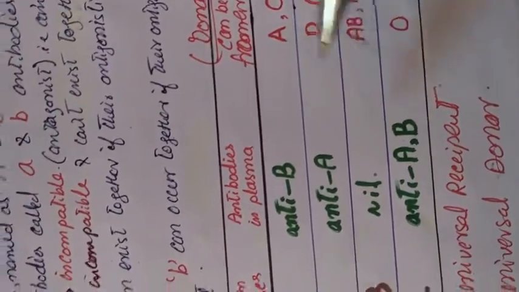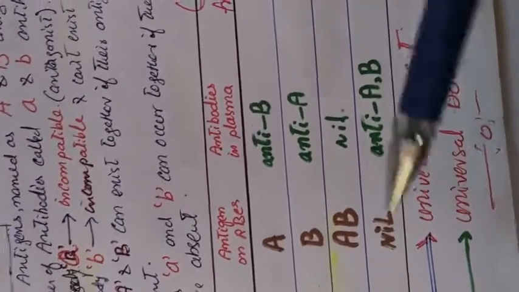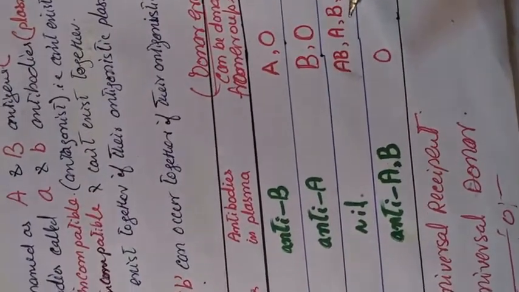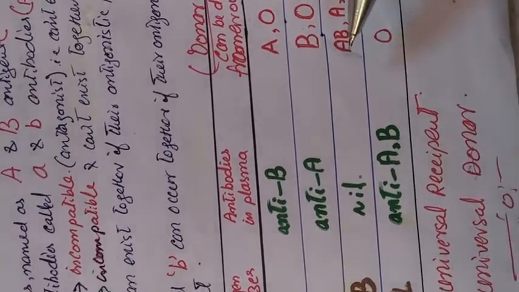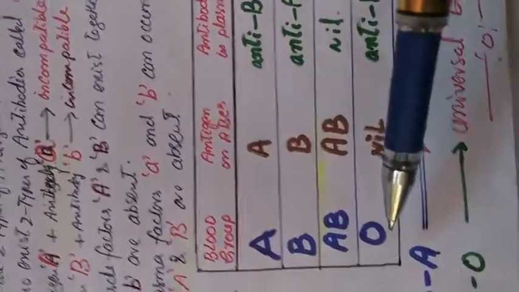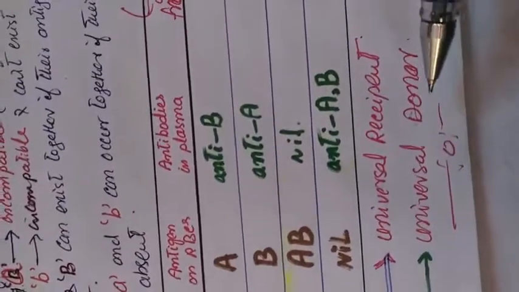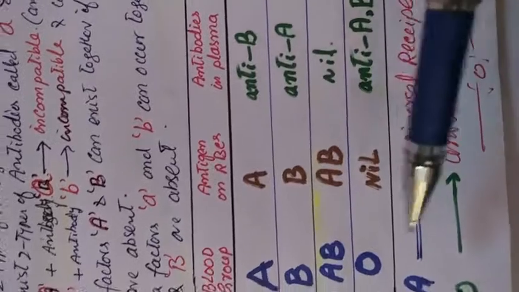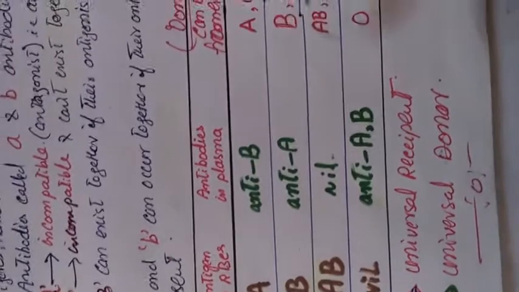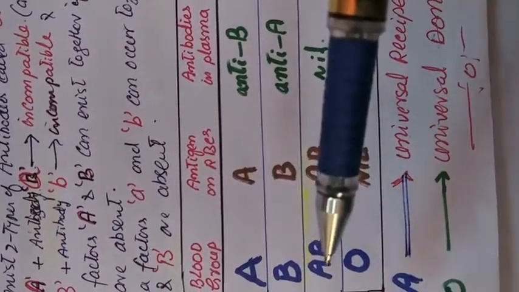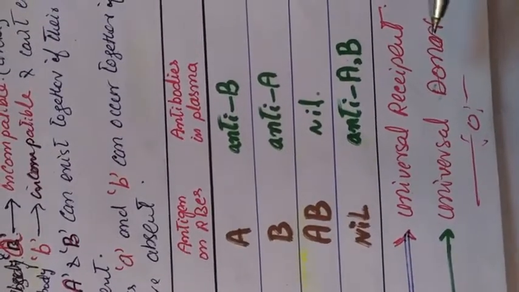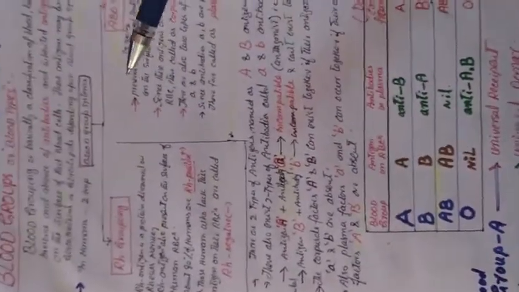By this table we can understand that blood group AB is a universal recipient. That means it can receive blood from any person, whether AB, A, B or O, while blood group O is known as a universal donor. That means a person having blood group O can donate blood to any other person having blood group A, B or AB. This is all about blood grouping.